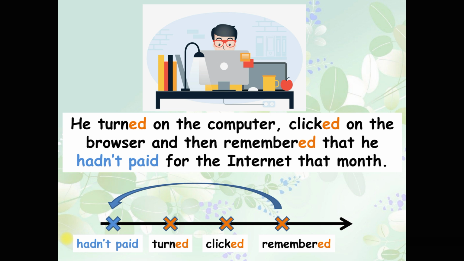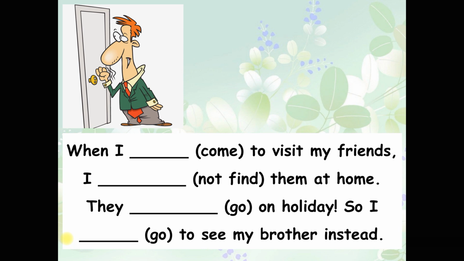Let's take a look at one more example. Here is a man who decided to visit his friends. Read this short text, stop the video, and try to use the verbs either in the past simple tense or in the past perfect tense. Well, let's see which answers are correct here.